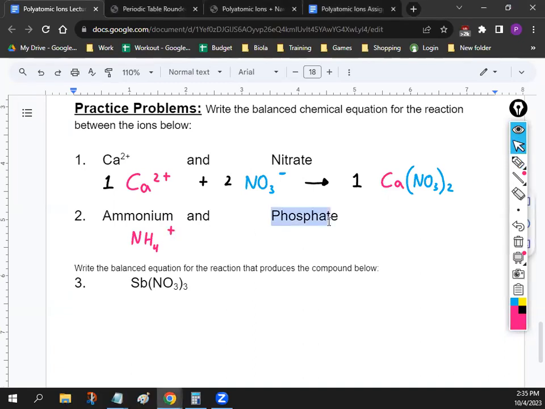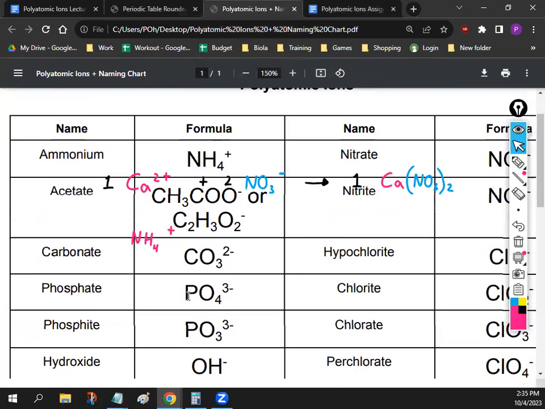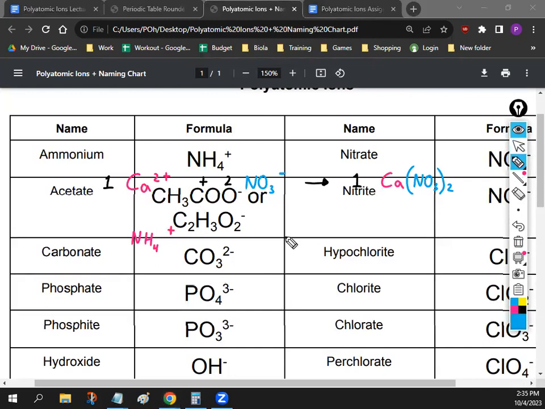Okay, let's take a look at phosphate now. Phosphate is also from the chart right here. And if you take a look at phosphate, phosphate is right here. It's PO4 3 minus. So we're going to write down that it is PO4 3 minus. Okay, hopefully you're able to see it right here.